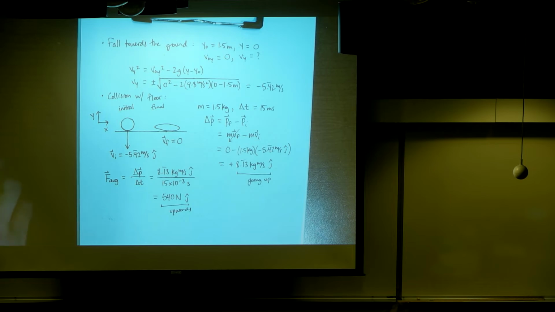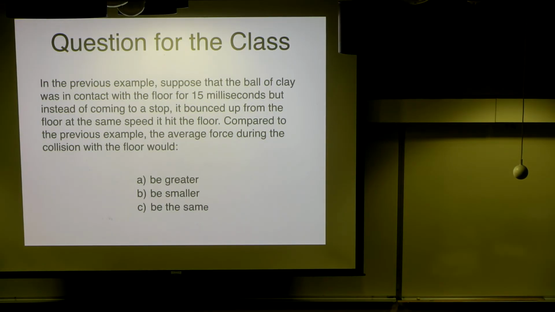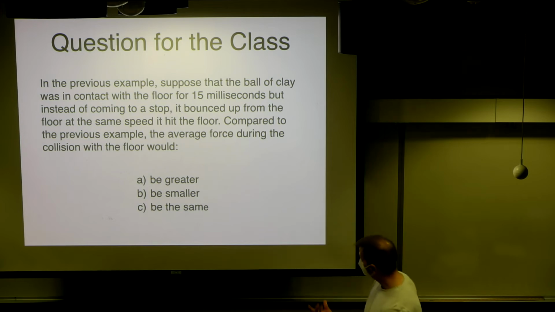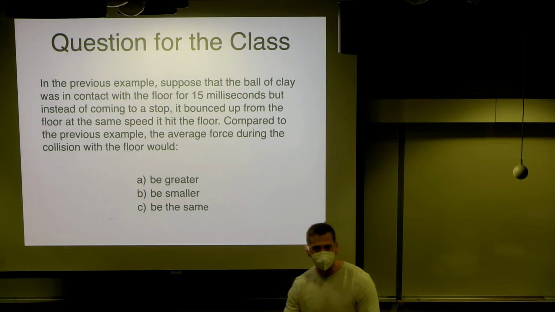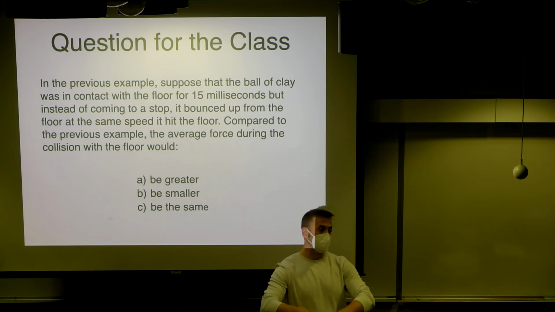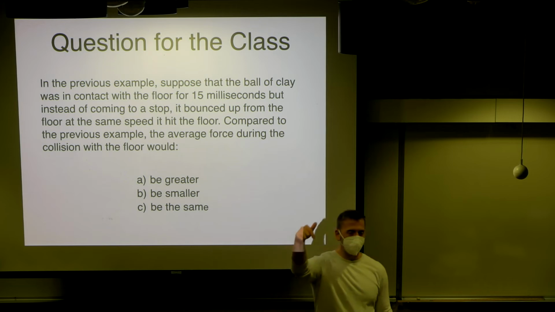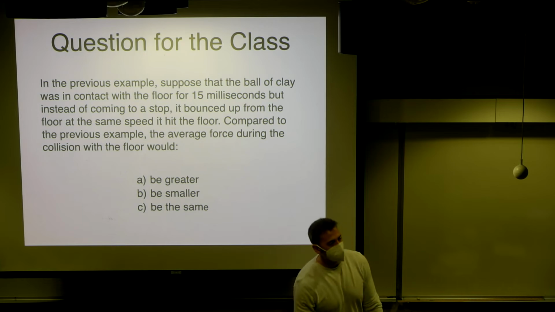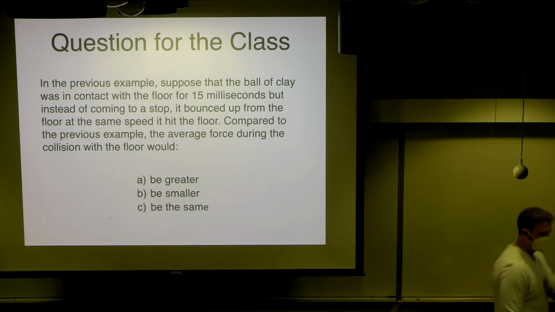All right, let's keep going. Let's next do sort of a follow-up question. So we're still thinking about that previous example, but let's change it a little bit. Suppose that the ball of clay was in contact for 15 milliseconds, just like before, but instead of coming to a stop when it hit the floor, it bounced back up. And it bounced back up with the same exact speed that it came down with. So in other words, it's coming down at 5.4 meters per second, and it bounces back up, going at 5.4 meters per second, same time interval as before.